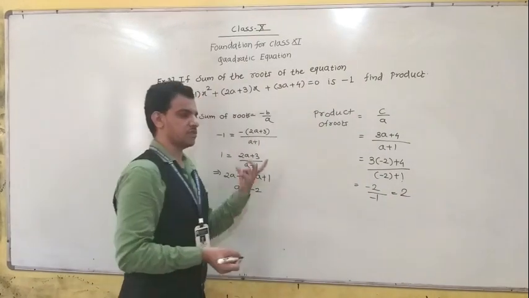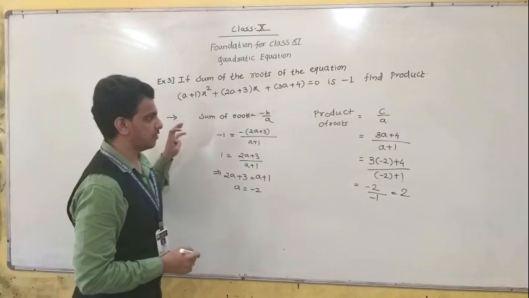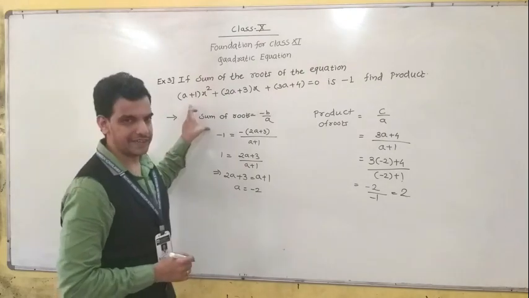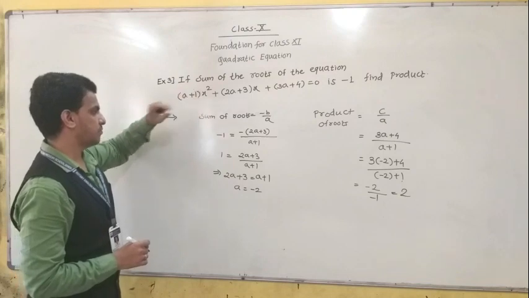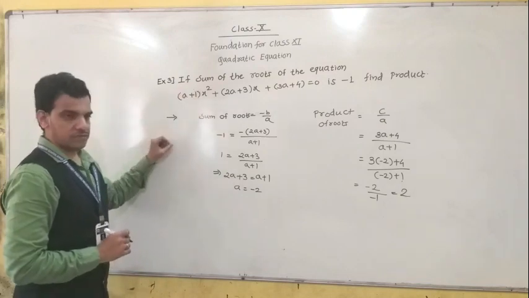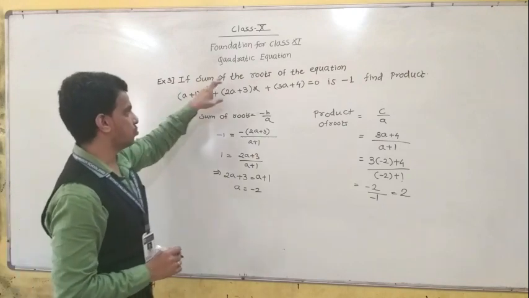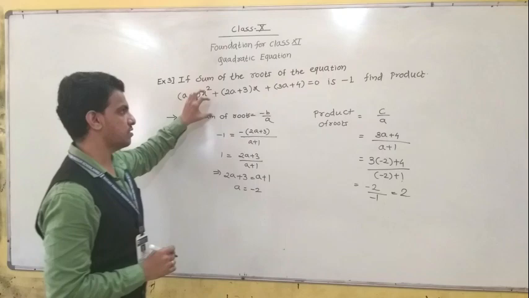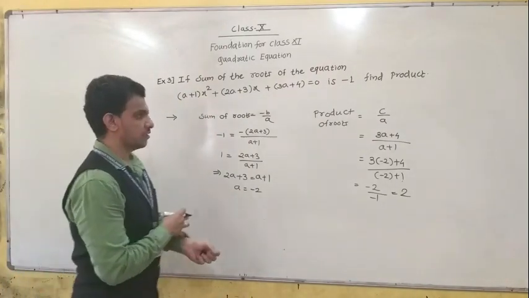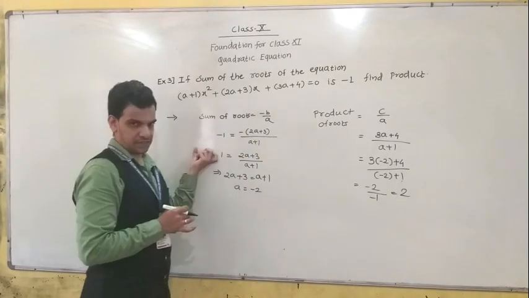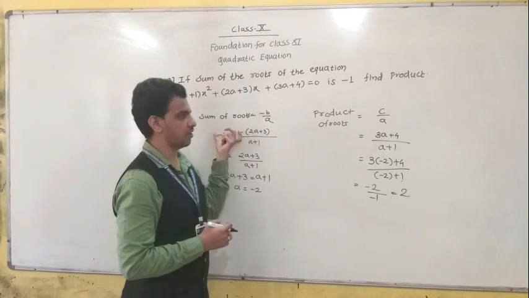So product of roots is 2. Okay, now we will take finding the roots of the quadratic equations by using different methods. We know that there are three methods. First one is factorization, second one is completing square method, and third one is by using quadratic formula.